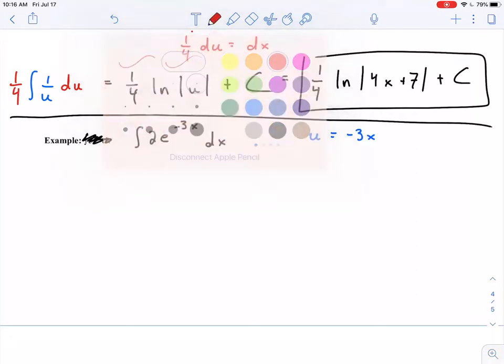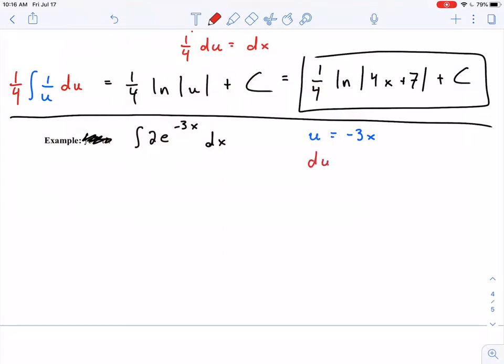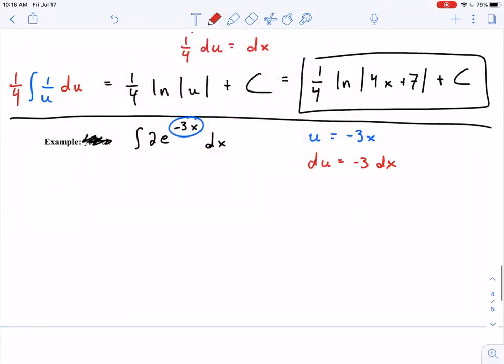So that means I need to find du. Du will be negative 3 times dx. So remember, okay, here is, let me circle this, here's my u. I'm left over with 2 dx, and look at what I have over here. I have negative 3 dx.